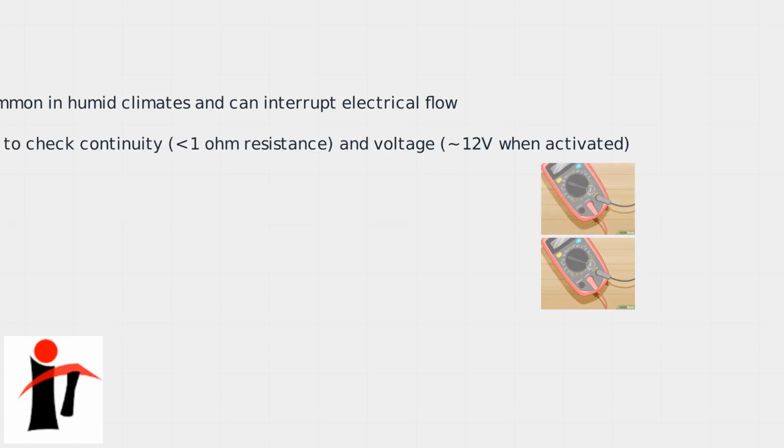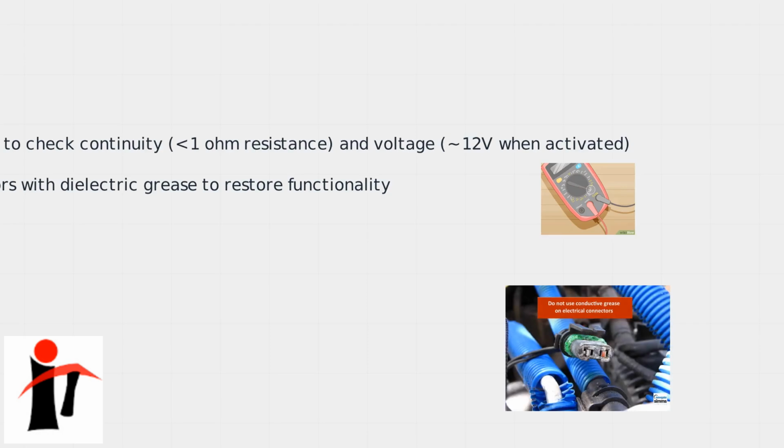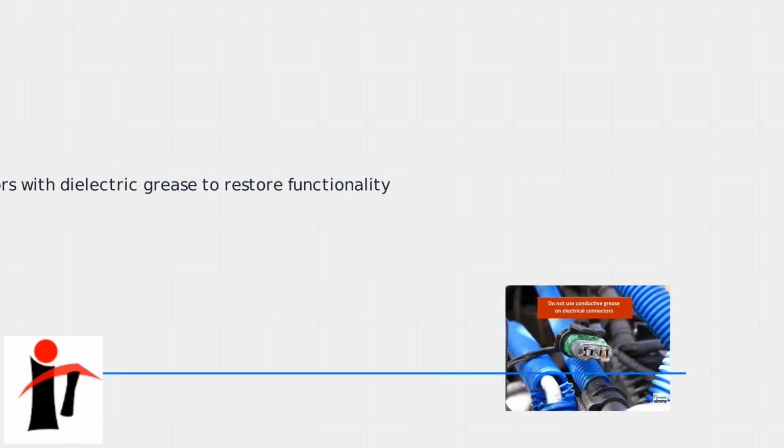Use a multimeter to perform electrical tests. Check for continuity in the wiring, aiming for less than 1 ohm of resistance, and verify voltage at the bulb reads approximately 12 volts when the light should be activated. If corrosion is found, cleaning the connectors with dielectric grease can help restore electrical contact and prevent future moisture damage. This non-conductive grease protects while allowing proper signal flow.